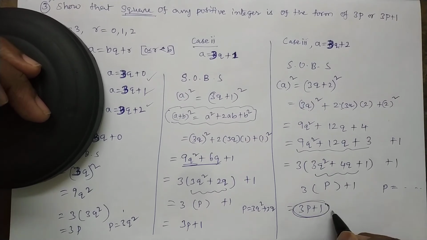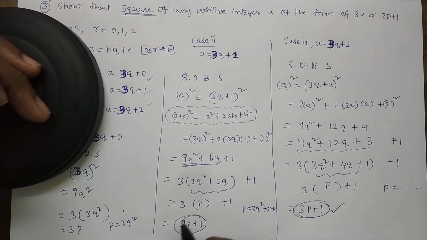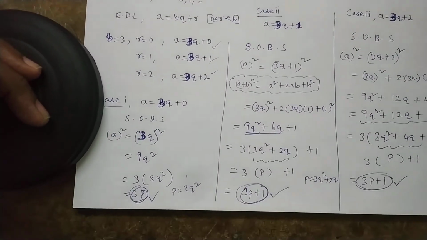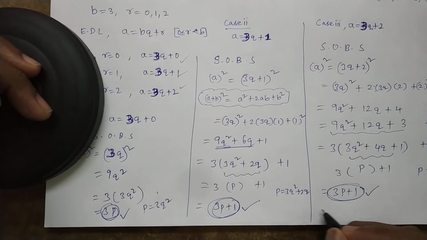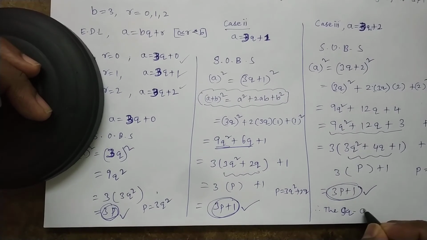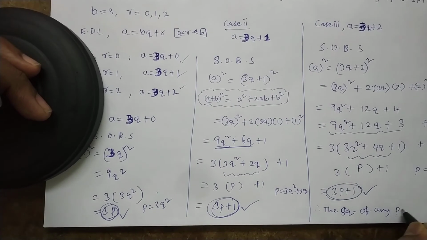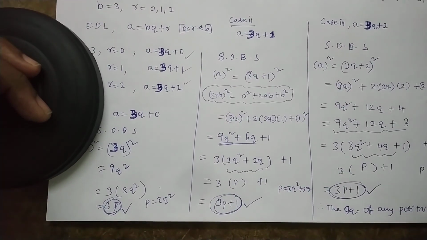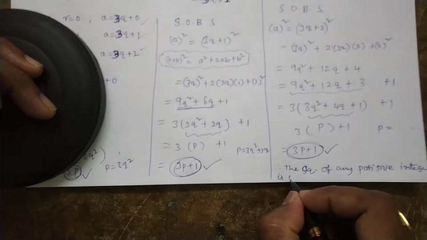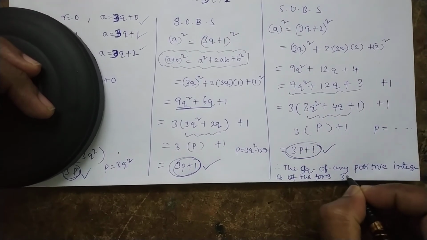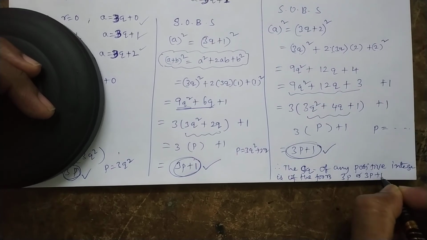What you have seen, when you squared the first number you got 3p. When you squared the second number, you got 3p plus 1, and the third number again you got 3p plus 1. So therefore, what we can conclude from all the above: the square of any positive integer is of the form 3p or 3p plus 1 for some positive integer values.